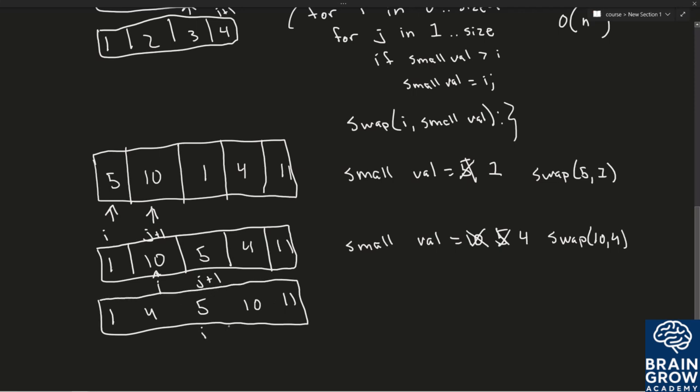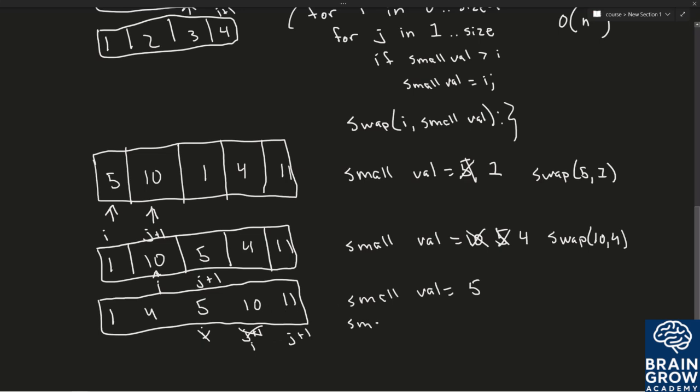So now this is our I, this is our j plus 1. We do our comparisons. We see our small val is equal to 5. Is 5 greater than 10? No. Is 5 greater than 11? No. So now we don't have to do anything. Increment up. So 10 is now our I, and 11 is our j plus 1.